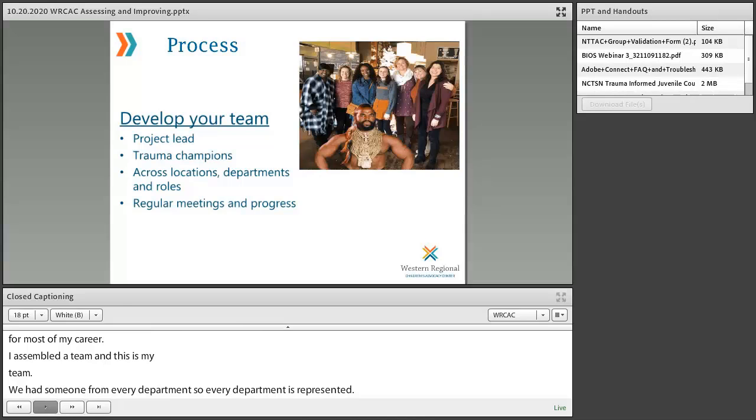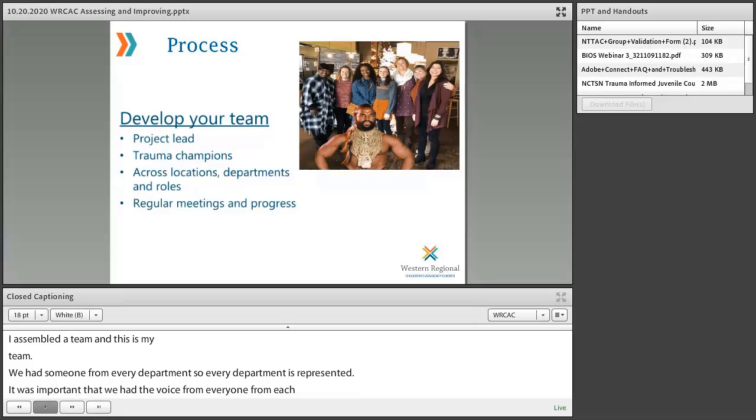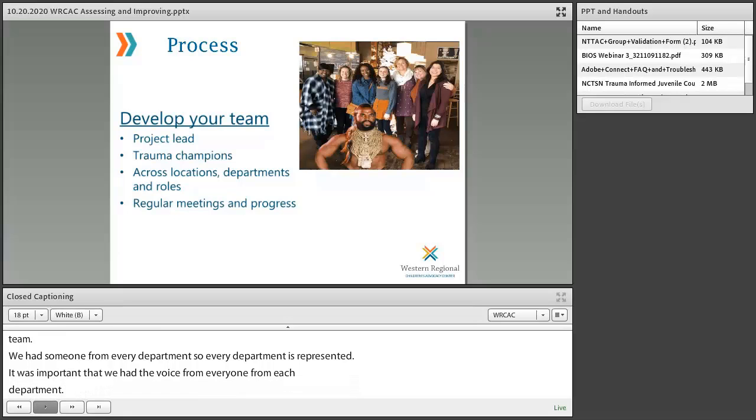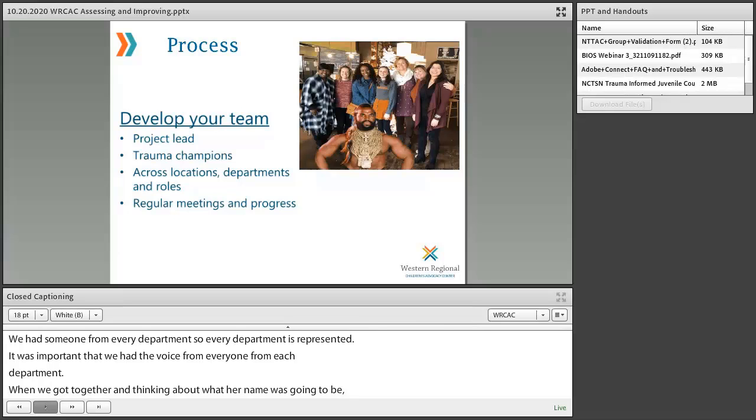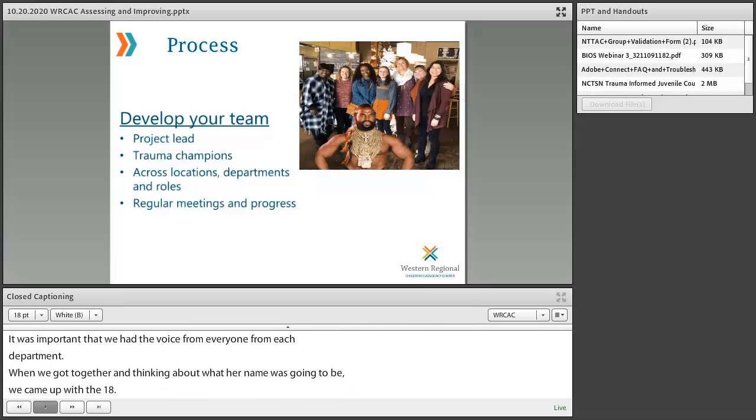And so when we got together and were trying to think about what our name was going to be, we came up with the A-Team. So naturally, that is Mr. T. For those of you who aren't familiar with the A-Team or Mr. T, he is the gentleman in front, and he is an honorary member of our team. A-Team kind of was like, oh, we're the assessment team, so we're the A-Team. It just kind of made sense.